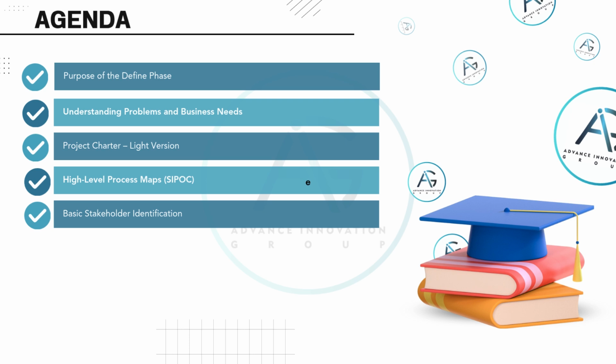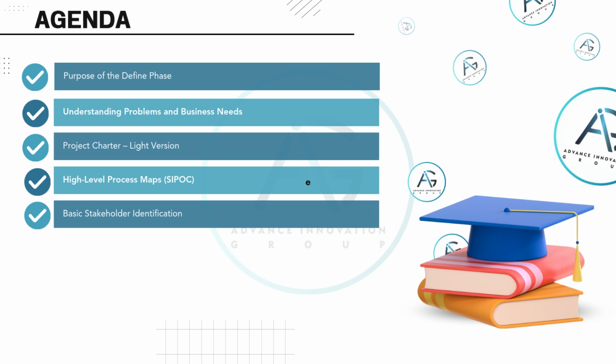High-level process maps, SIPOC. Here, we'll introduce SIPOC diagrams. These high-level maps help clarify the process flow from suppliers to customers, providing early clarity and context.